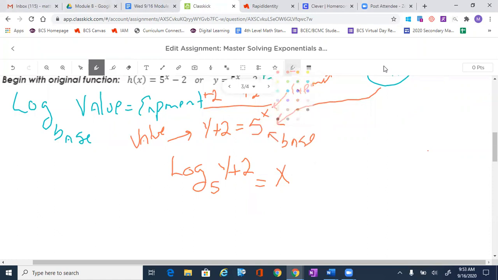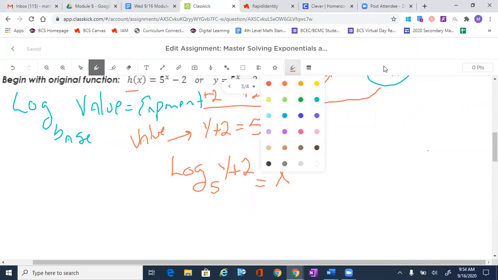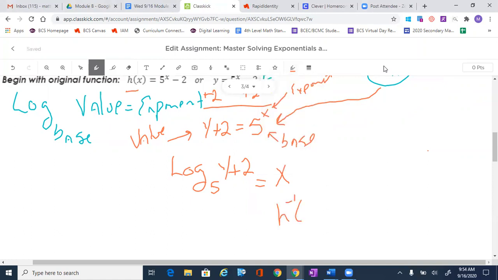So I'm going to go ahead and rewrite it. We used h of x, I'm going to use h inverse of x. Okay, so I'm going to write h inverse of x equals log base 5 of x plus 2. And there is our statement.